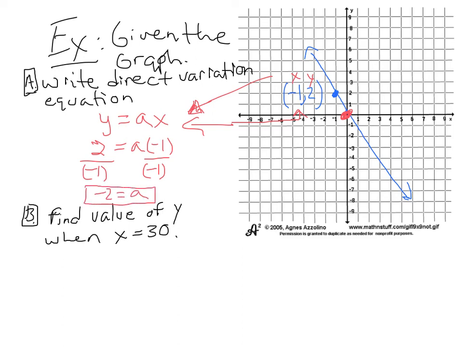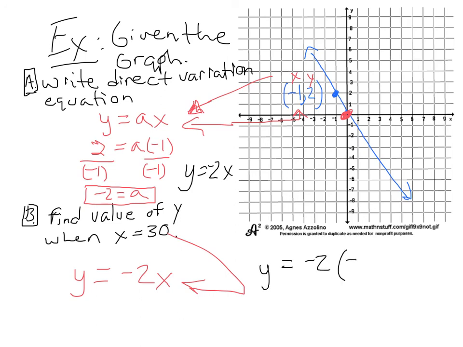Sweet. Now, we still have to write the variation equation. So we know it always has the form y equals some number with x. That number we just found to be -2. Y equals -2x. Well, if that's true, if y equals -2x, and x has a value of 30, we can figure out y pretty easily. Y equals -2 times 30. So it looks like if x was 30, y would have to be -60. Ja feel?